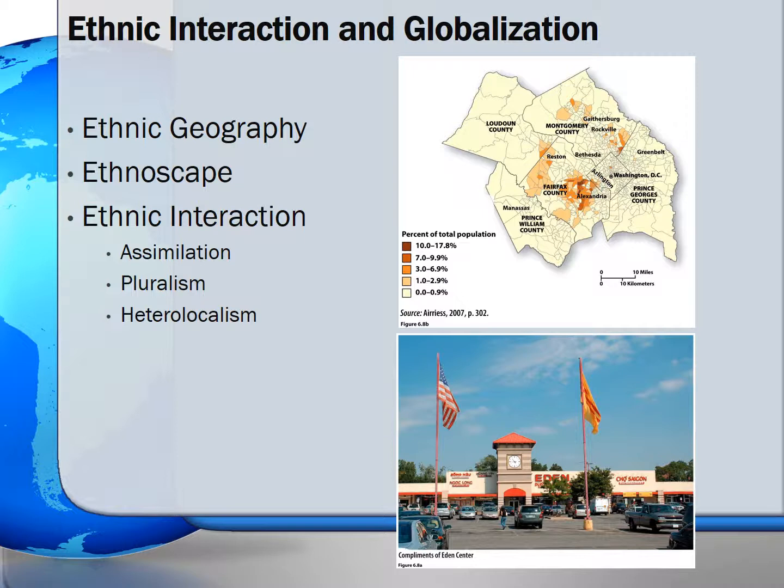The third model is heterolocalism. The heterolocalism concept means that members of an ethnic group maintain their sense of shared identity even though they are residentially dispersed. The map and photo show an example of heterolocalism in that some 40,000 Vietnamese live in and around the Washington, D.C. area, but at the level of the census tract, nowhere do they make up more than 18% of the population. By contrast, they accounted for less than 1% of the population in most census tracts. In the shopping center shown in the photo, catering to Vietnamese clientele in Falls Church, Virginia, the clock tower resembles one in Saigon, and the yellow flag is the flag of the former South Vietnam.